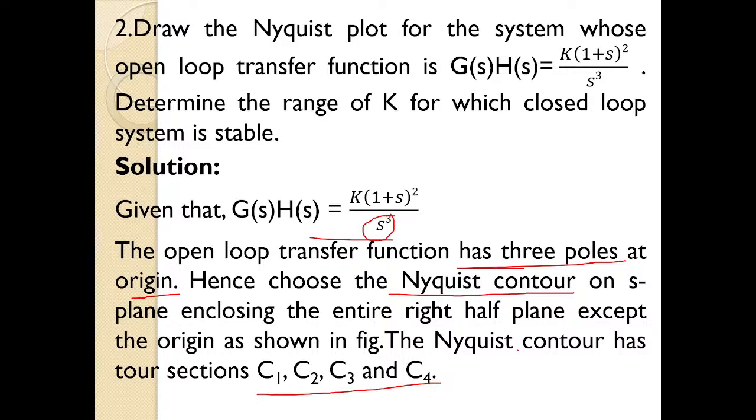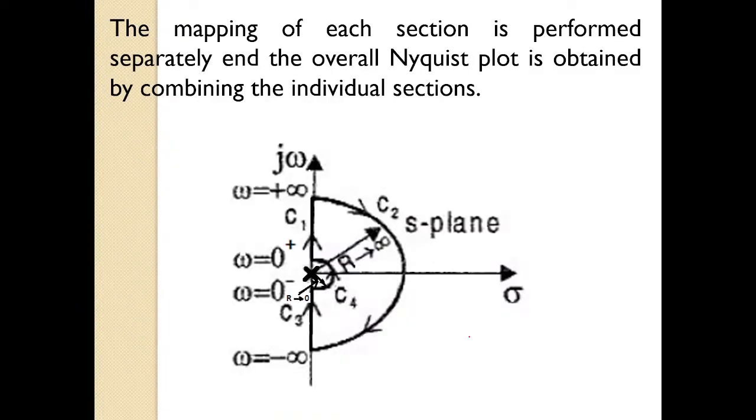So our Nyquist contour will be somewhat like this. Actually the Nyquist contour should have C1, C2 and C3 sections. But since there are poles lying on the imaginary axis, that is our singular point, the contour will never enclose the singular point. Therefore, it will bypass the singular point.